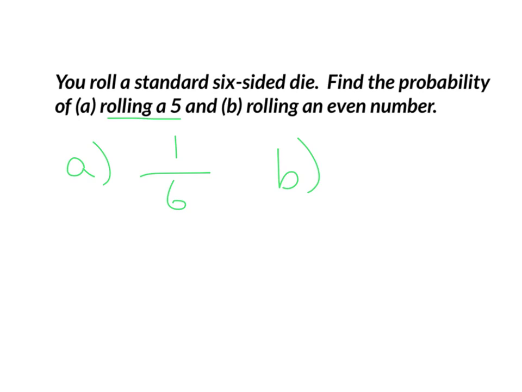Rolling an even number, same kind of deal. There are 6 sides, 6 possibilities when you roll a die. There are 3 even numbers on the die. There are 2, 4, and 6. You always reduce your probability if you can, so you have a 1 out of 2 chance or a 50-50 chance of rolling an even number when you roll a 6-sided die.